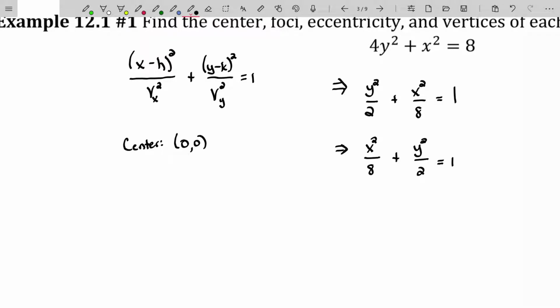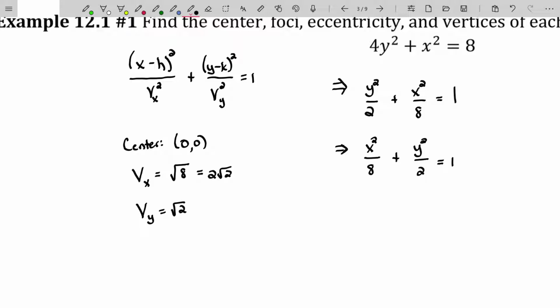Now, v sub x, that's the distance to the vertex in the x direction, is going to be the square root of 8. That's the distance from the center to the vertex in the x direction. That's why I use v sub x. Many authors will write that as a squared or possibly b squared, depending on their mood. But this is 2 root 2. And then the distance in the y direction to the vertex is going to be the square root of the denominator of y squared, technically, which is the square root of 2.